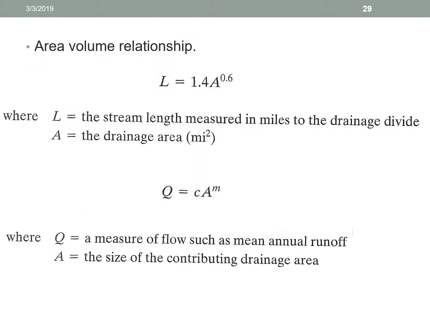Area volume relationship. So L equals 1.4 times A to the 0.6. L is the stream length measured in miles to the discharge from the drainage divide. A is the drainage area in miles squared. Q will be C times A to the m. Q is a measure of flow such as mean annual runoff. A is the size of the contributing drainage area.